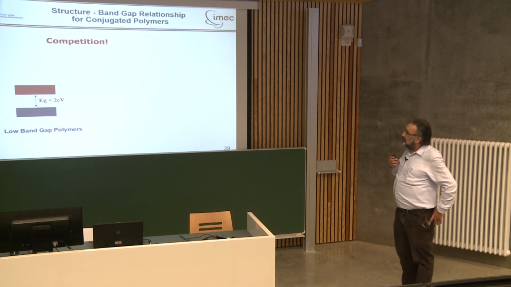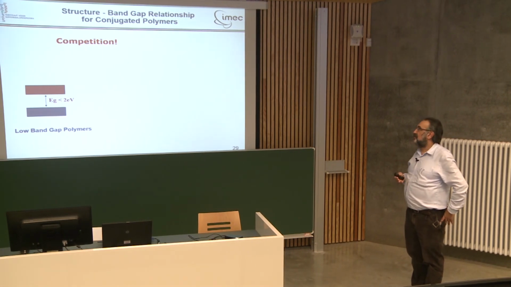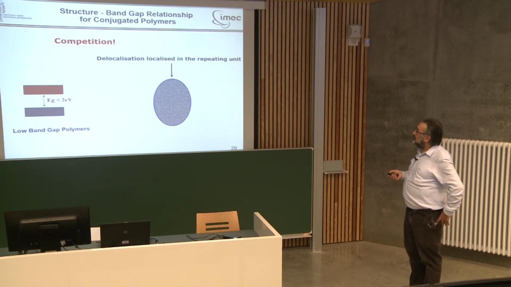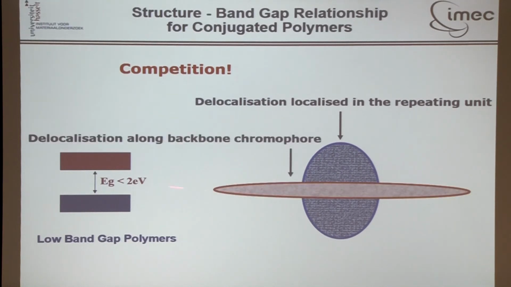Actually, what we are dealing with, and one can understand the different effects in a better way from there, is that there's a competition. A competition because mostly you have a ring system as your repeating unit. This internally is delocalized, and there is a competition between localizing it in the repeating unit, or delocalizing along the contour length of the polymer.